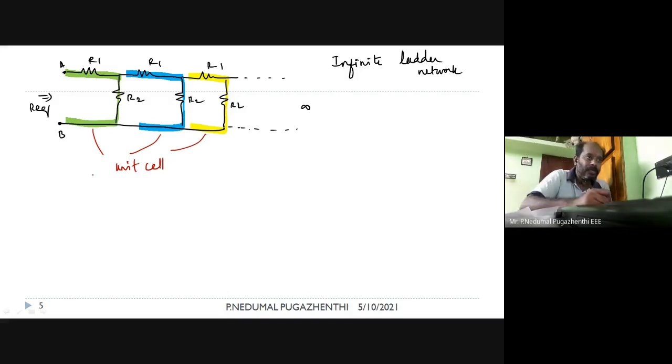So this unit cell looks like this: R1, R2, R1, R2. It goes on like that. If you take a unit cell and find the equivalent resistance of the other unit cells, the infinite unit cells, what will that be? Hello, my question is very simple.